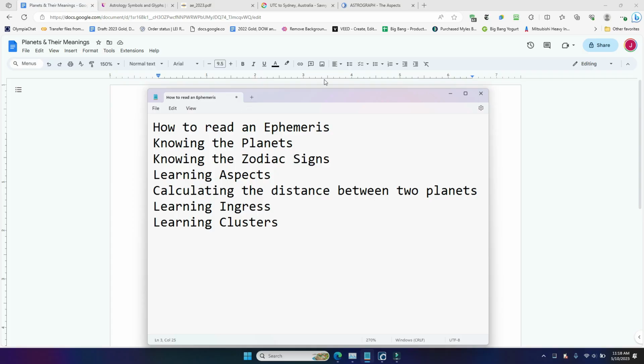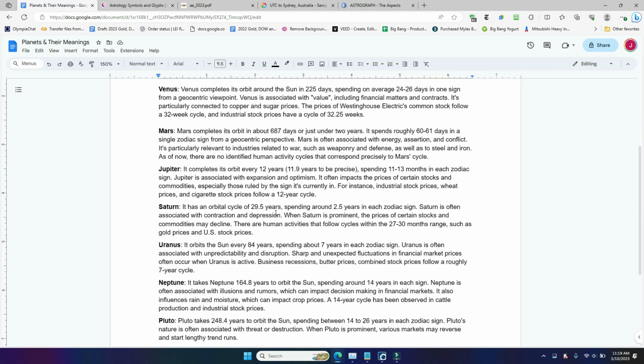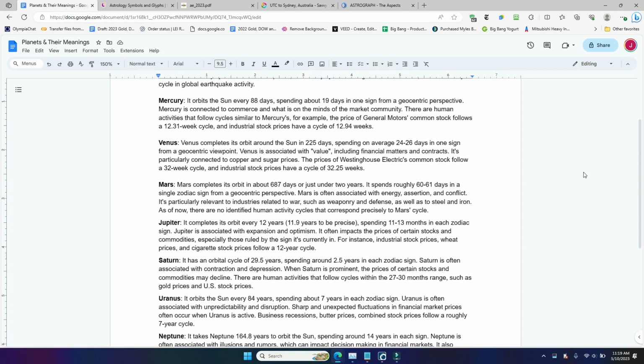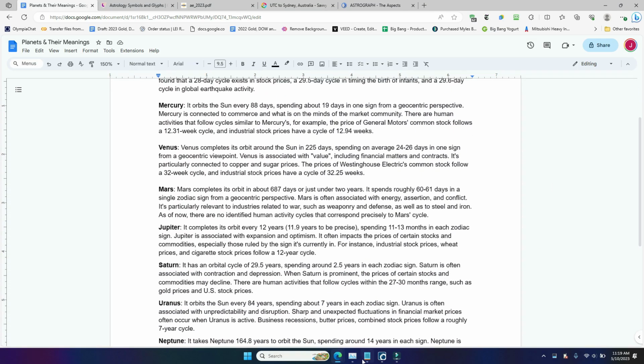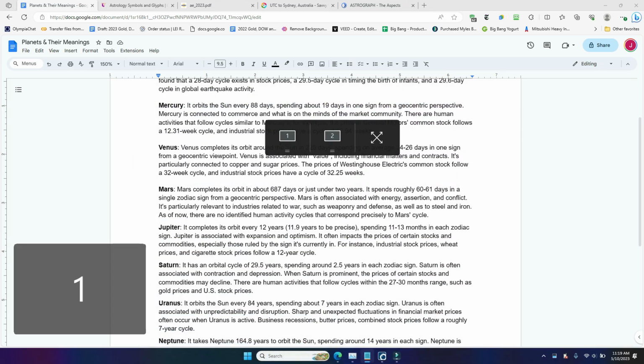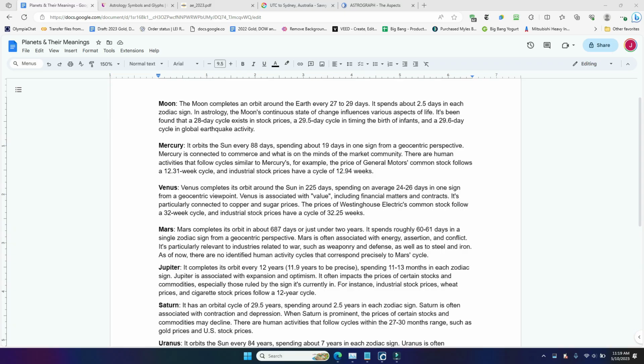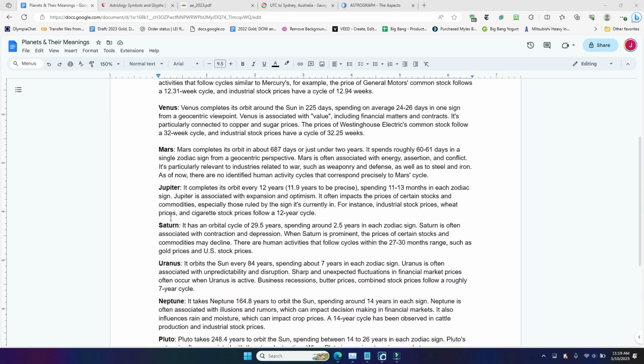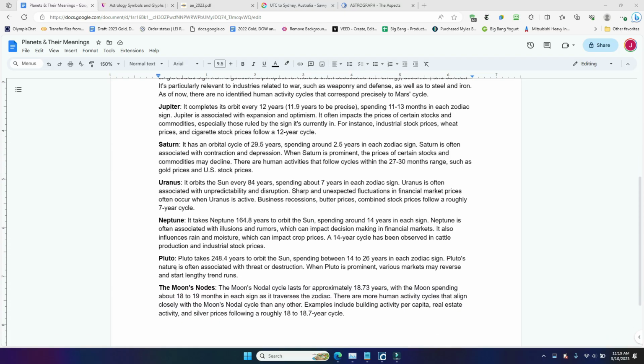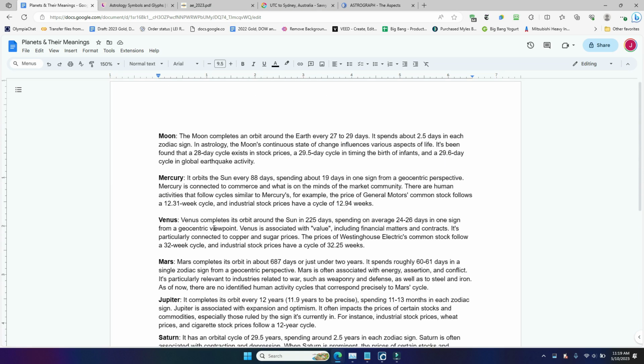So the first thing we'll do is start off with the planets, because all this will build up into how to read an ephemeris. We'll take a look at the planets, what they actually are, and then we'll take a look at the other topics. Okay, so let me just move this down to the other screen so that I can easily flow on from here. First things first, let's take a look at the actual planets. We've got the Moon, Mercury, Venus, Mars, Jupiter, Saturn, Uranus, Neptune, Pluto, and the Moon's north node.